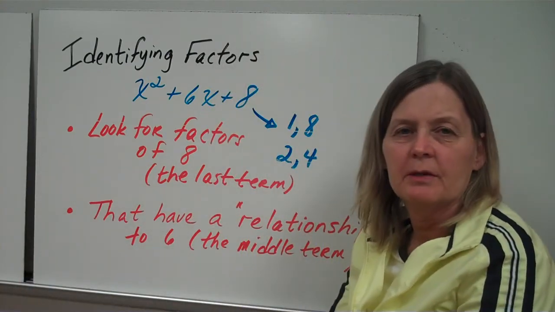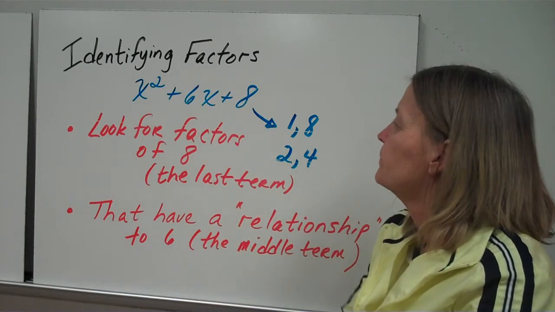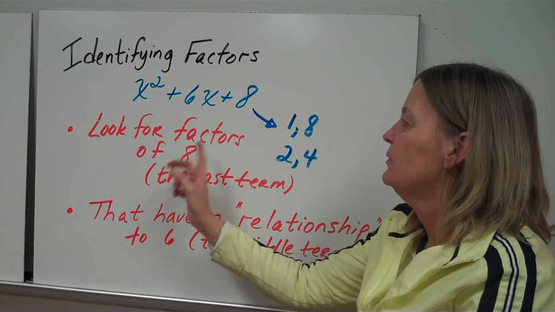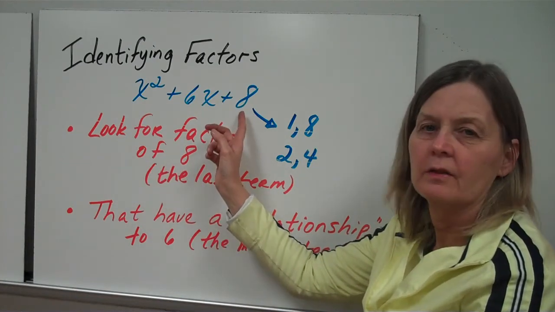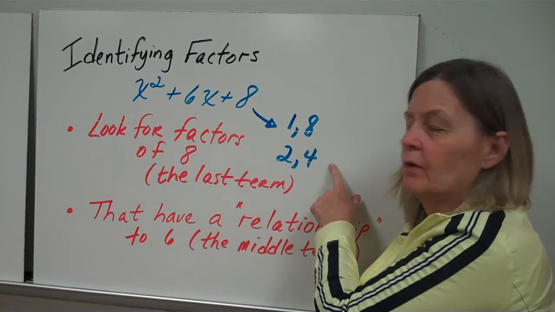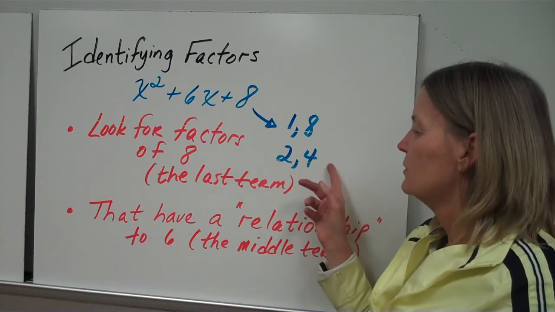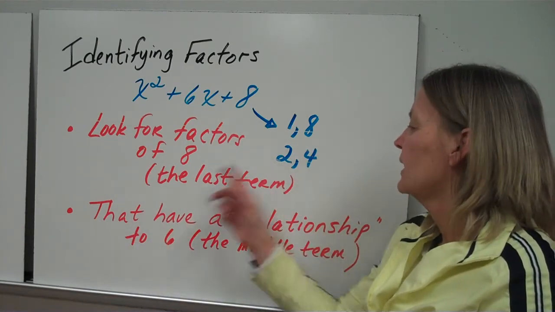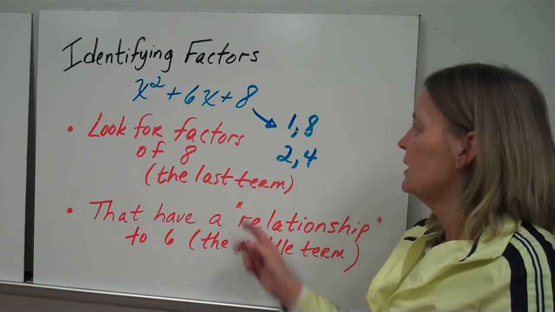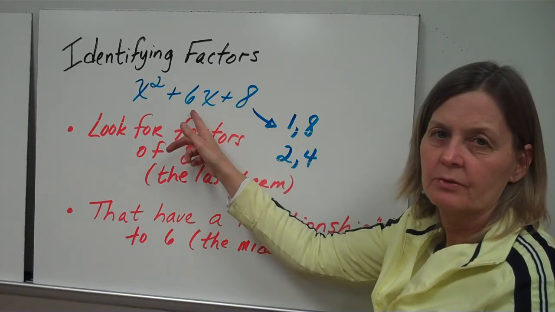Now, one other concept I want to talk about before we actually factor is identifying factors. Here's a trinomial, x squared plus 6x plus 8. We need to look at the factors of 8, the last term. Factors of 8: 1 and 8, and 2 and 4. The other thing we need to look at now that we have these factors is which pair of factors have a relationship to 6, meaning which pair of these factors have a relationship to the middle term.